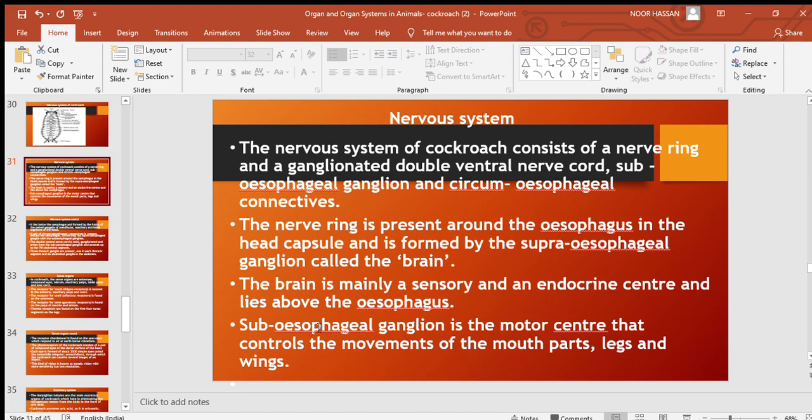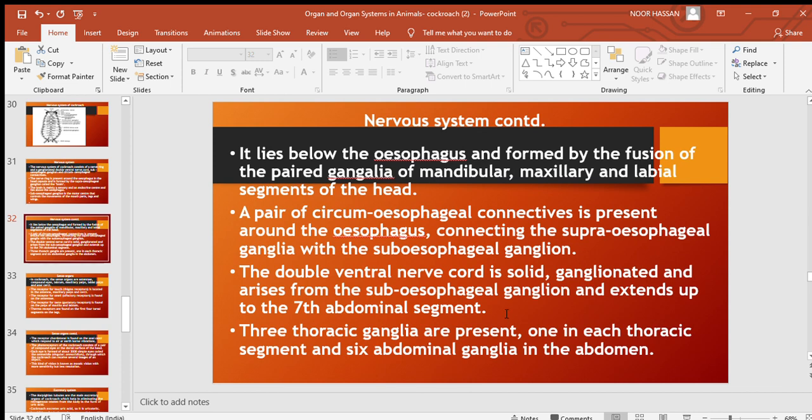Subesophageal means it is present below the esophagus, so it is called the subesophageal ganglion, and it is the motor center. The supraesophageal ganglion, our brain, is the sensory center, but the subesophageal ganglion is the motor center. It controls the movements of the mouth parts, legs, and wings. It lies below the esophagus, and it is formed by the fusion of the paired ganglia of the mandibular, maxillary, and labial segments of the head. A pair of circumesophageal connectives is present around the esophagus, connecting the supraesophageal ganglia with the subesophageal ganglia.